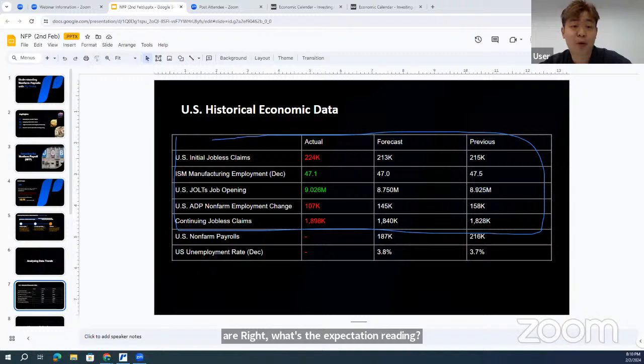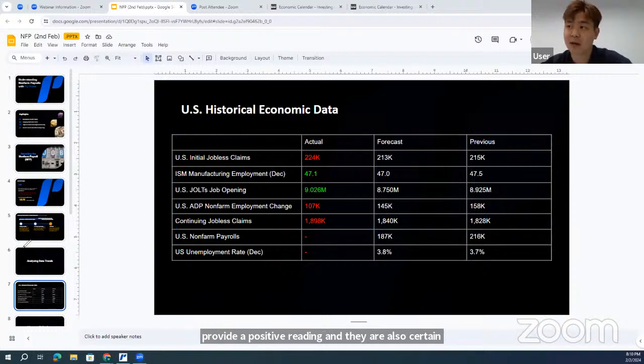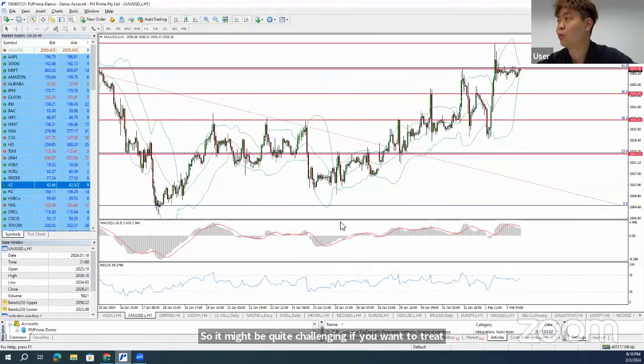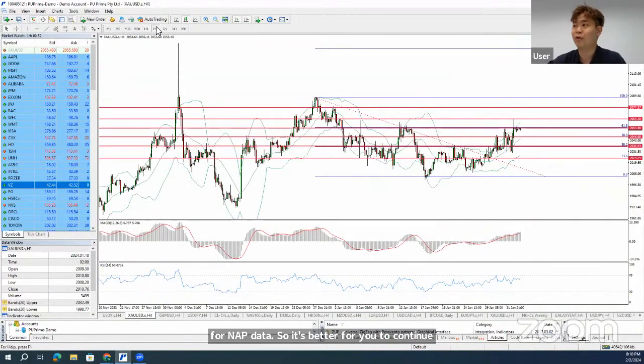There are a few data that support the NFP providing a positive reading, and there are also certain data that might reduce investor confidence towards the NFP tonight. So it might be quite challenging if you want to trade the NFP data. It's better for you to continue monitoring the gold charts, because if you refer to the gold charts, everything is very, very clear.